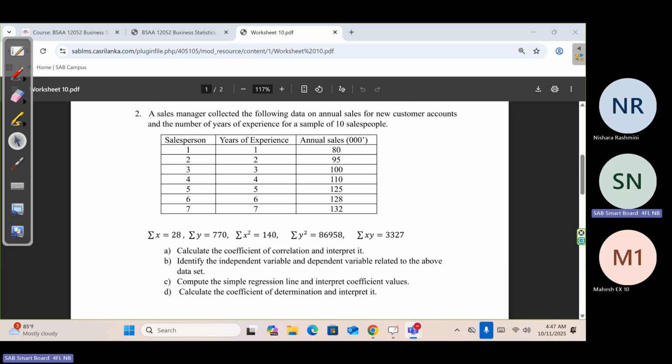It's your interpretation. If they are valid, 0.9823. Then interpret the result. There is a strong positive correlation between annual sales and the years of experience. Okay, write the complete answer. There is a strong positive correlation between annual sales and the years of experience.